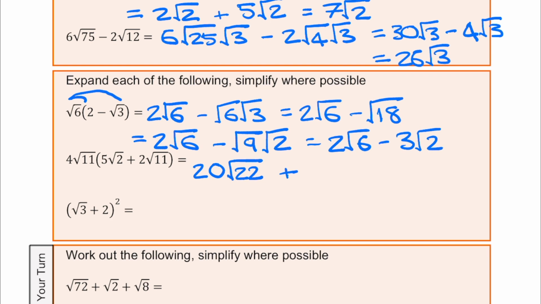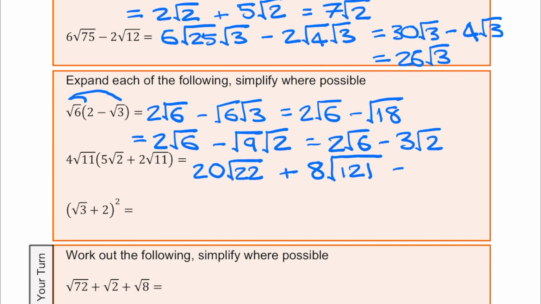Exactly the same on the next part of the expansion. 4 root 11 times 2 root 11. Do the 4 times 2 first. Your two coefficients, that's going to give you 8. And then root 11 times by root 11. Combine those two separate ones under 1. 11 times 11, 121.